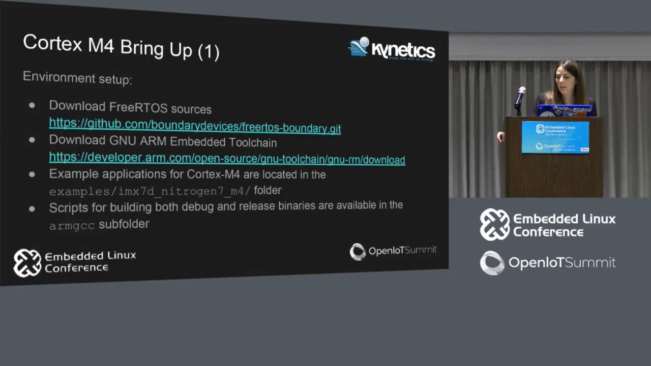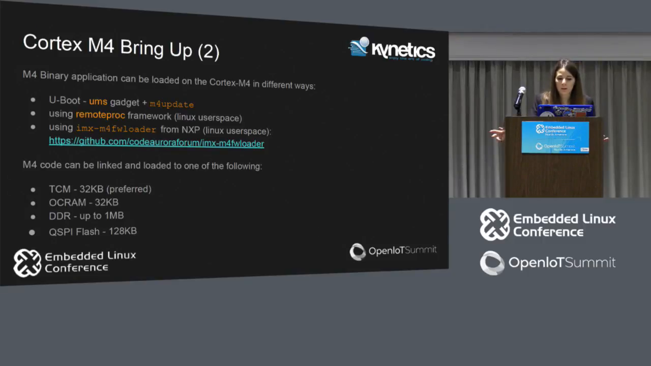build an environment, or prepare your environment, for developing an application on an AMP system. The first thing you want to do is bring up your remote core, and of course you have to download the FreeRTOS sources and the GNU GCC toolchain, and you're pretty much ready to go, because in the FreeRTOS sources you have an examples subdirectory that has a bunch of applications already ready to be built for multiple boards, and you also have an ARM GCC subfolder where you have build scripts, so you can just launch those build scripts from the shell and have your binary right away.